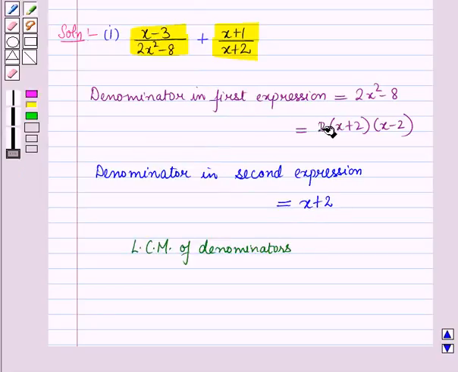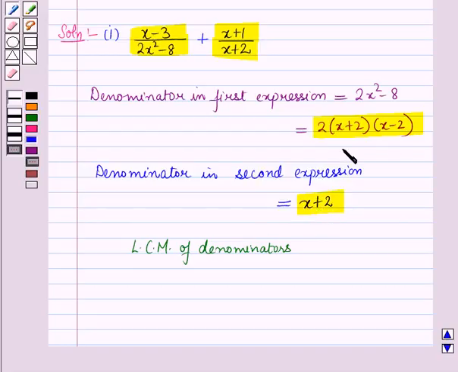Now here you can see that the denominator in the second expression is x plus 2, and now let us find the LCM of the denominators. Since the LCM of denominators is the product of all the factors in one or both the denominators, and the repeated factors are taken only once in LCM. So the LCM of denominators here will be equal to 2 into (x plus 2) the whole into (x minus 2) the whole, since x plus 2 is the repeated factor and is taken only once.